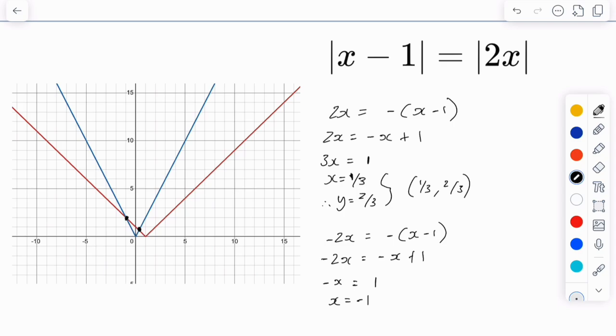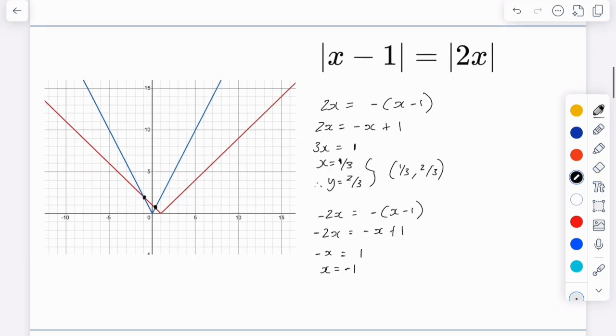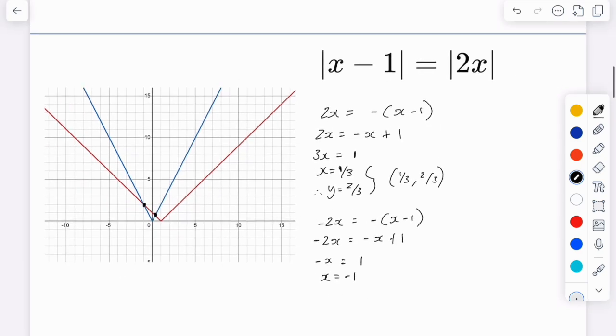Okay. And with that, we just plug it into our absolute value function here. And that's going to give us a y value of 2. So therefore, our second point is minus 1, 2. Okay. And that, guys, is going to be the answer to this equation.